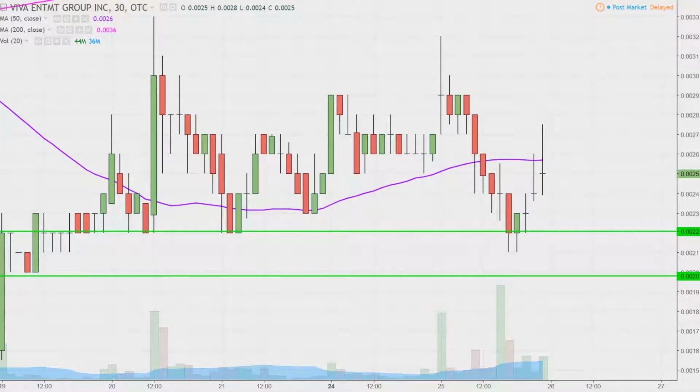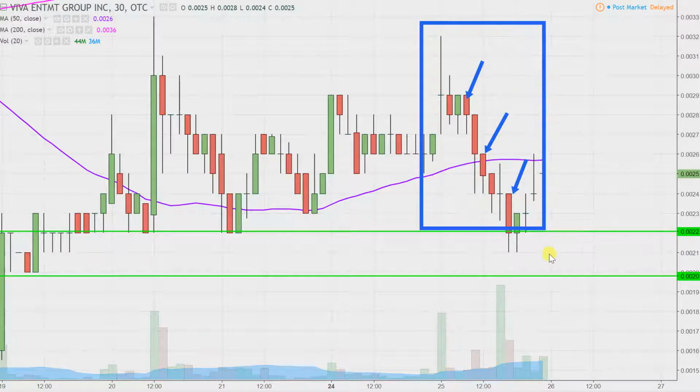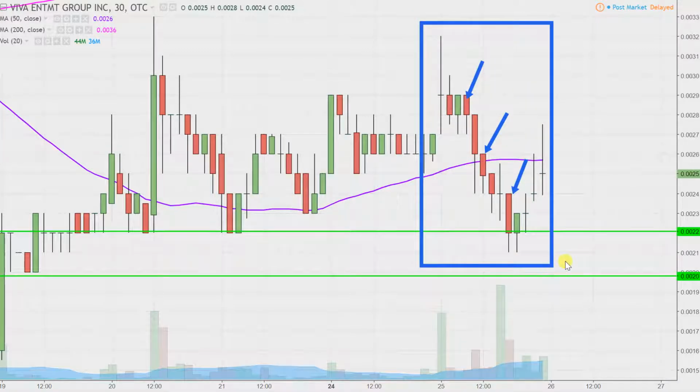Real quick, what do I mean by 30-minute in case maybe you're new to charts? Instead of each one of these candlesticks here representing one day's worth of price action, which is what you would normally see, each one represents 30 minutes. So while this here may look like several days worth of time, it's actually just today's price action broken down into 30-minute time slices.